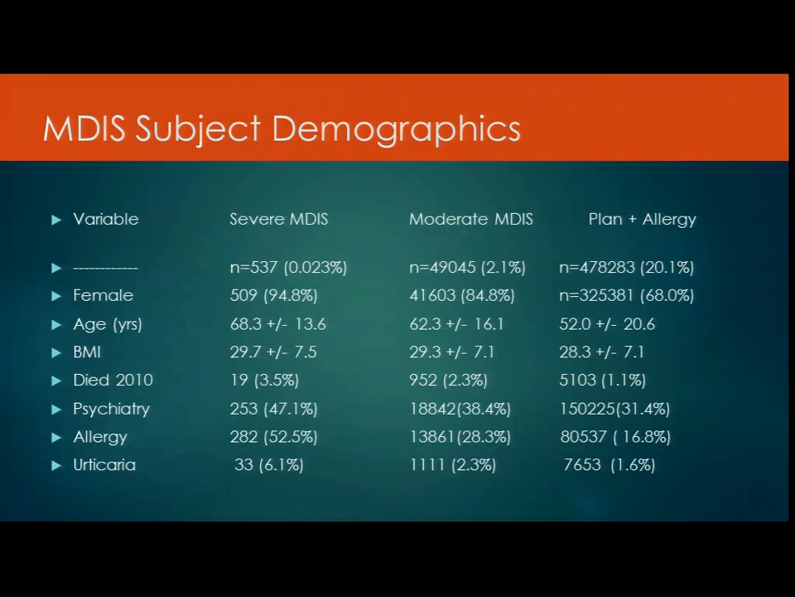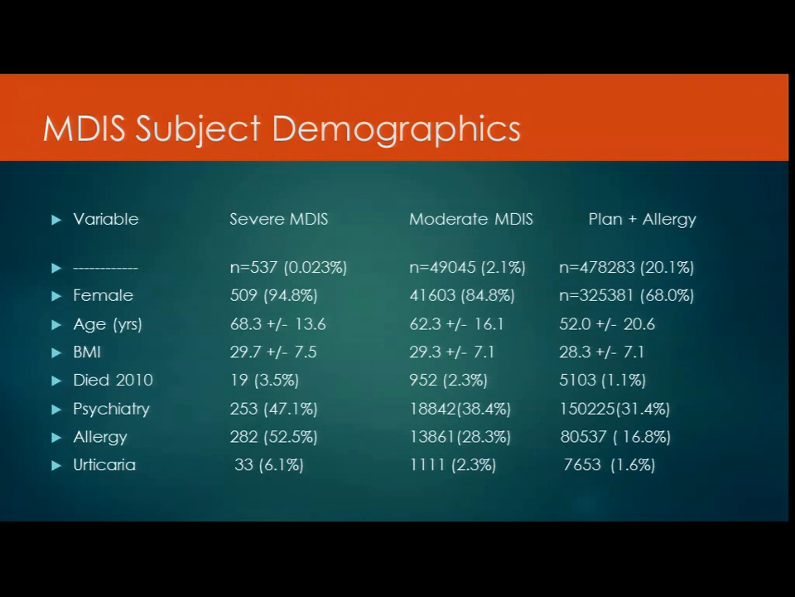So the age in these severe patients was 68.3, plus or minus 13 years. The moderate was 62.3, and everybody else with allergies, the statistics were 52 plus or minus 20. The body mass index was considerably higher in the severe MDS group, 29.7 and 29.3 versus for normal, the plan members that did not have allergies, the number was 26. So people with allergies were higher in general. The number of patients who died during the year 2010, which is sort of an interesting statistic, 3.5% of these severe MDS people died versus 2.3% in the moderate and only 1.1% overall.